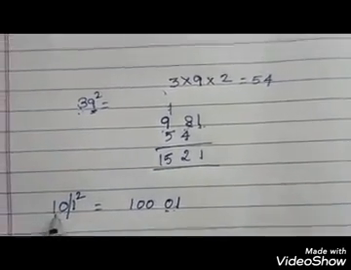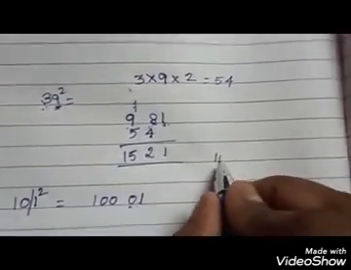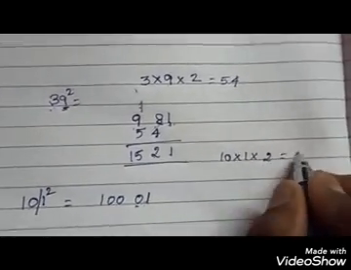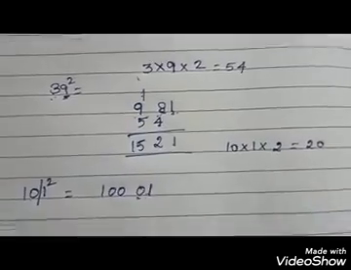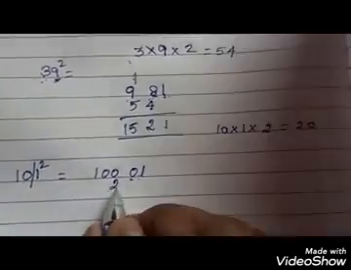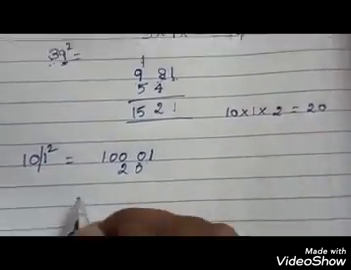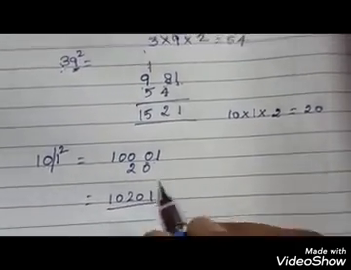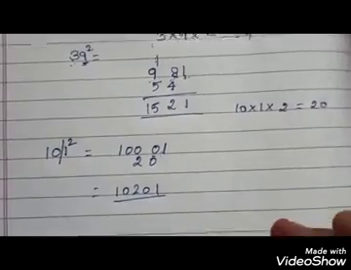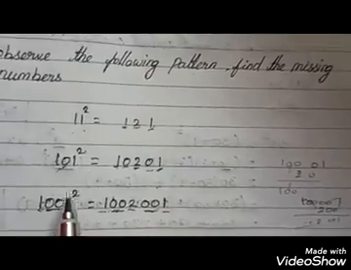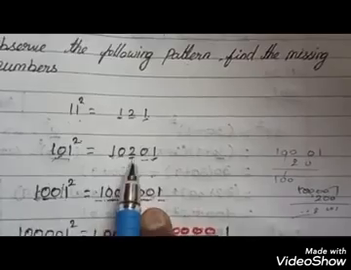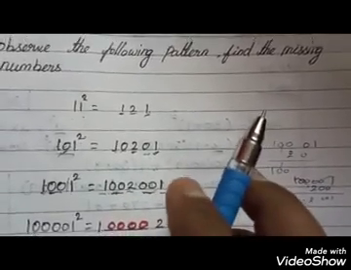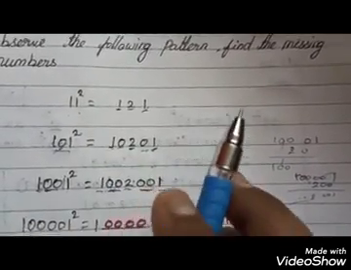Okay, so now you need to multiply 10 into 1, and you need to double the value. The value is to be 20. So where do you have to add it? So here. So what is the value? 10201. So 10201. Can we check the value? So in this pattern, 1 at 1 square, we get 10201. So this is one of the shortcut methods to find the squaring value.